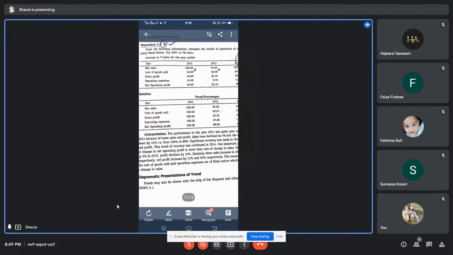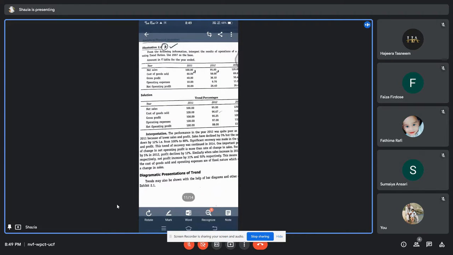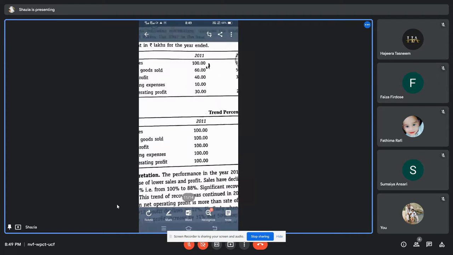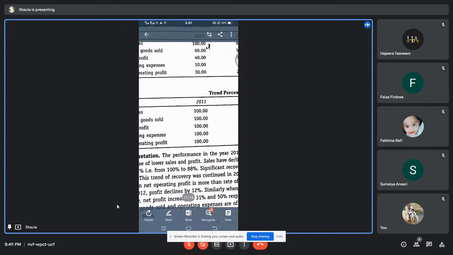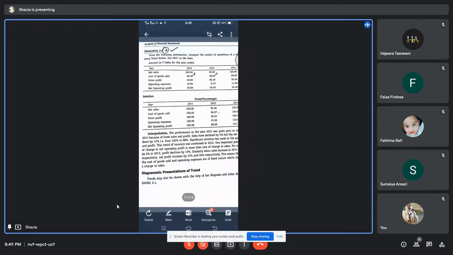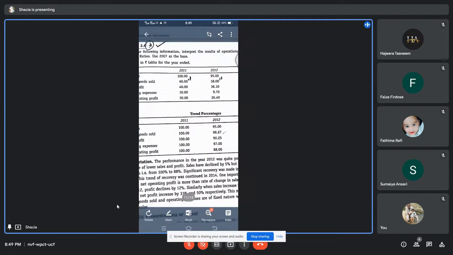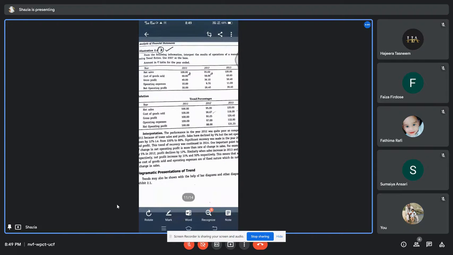Now let's take the second one. What is the cost of goods sold? Under 2011 it was 60%, but here we are taking 100% because this becomes the base year for us, and the base year should always be 100. So 100. For 2012 we have 58. Now see, now it changes.